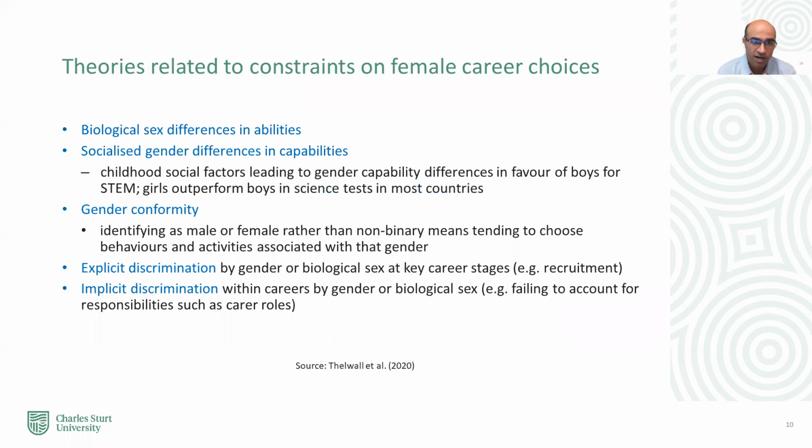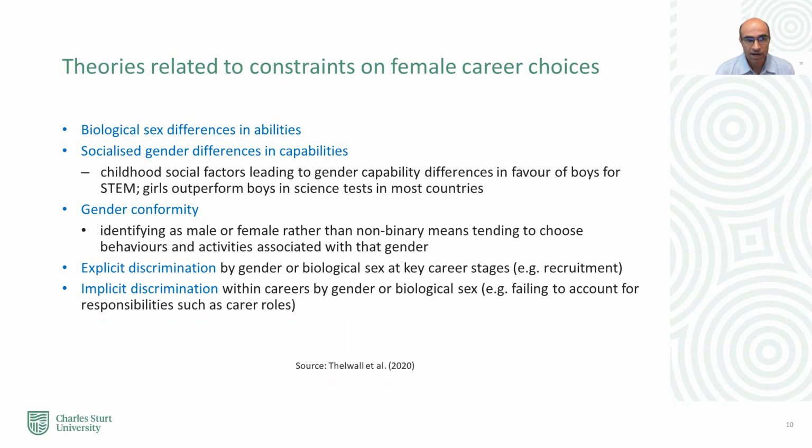People also have hypothesized and put forward theories to explain the gaps that we see in productivity, in citation, and in representation of women in science. There are a couple of theories and hypotheses related to constraints on female career choices. The first one suggests that there are biological sex differences in abilities, but there is no sufficient evidence. Although there might be marginal differences in some relatively minor abilities between male and female, they don't explain the gaps that we see in representation of women in science.